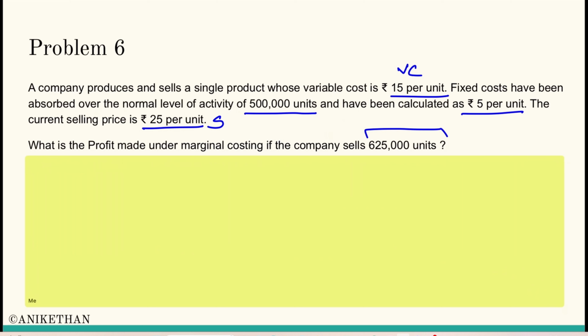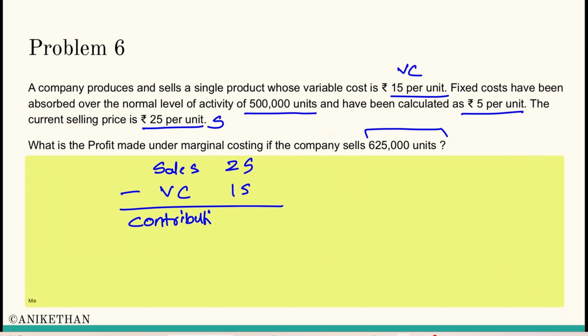So we know first we have to find out contribution. So your statement starts with sales. So I will start with unit cost. Unit sales is 25 minus variable cost, which is 15. So that makes contribution per unit 10 rupee. So when we subtract fixed cost from this, we will get the net profit.